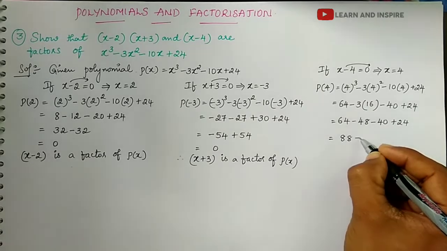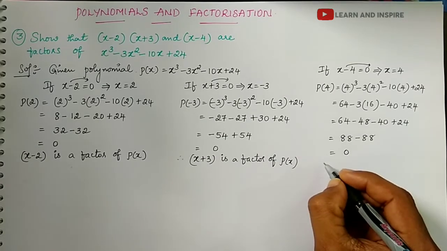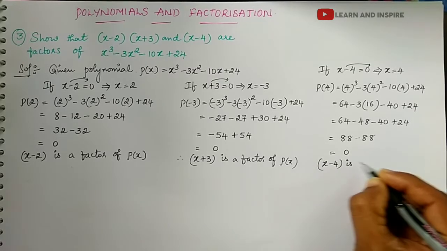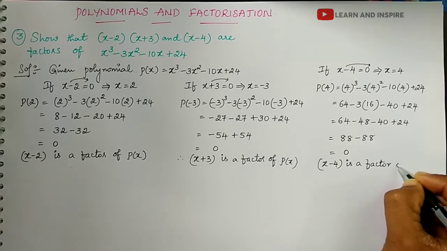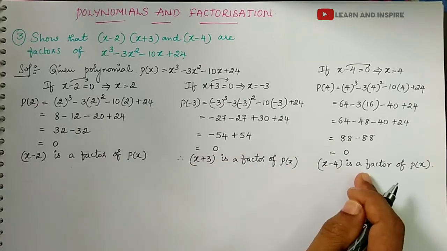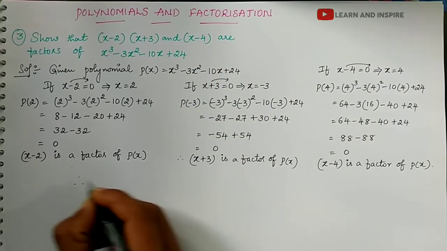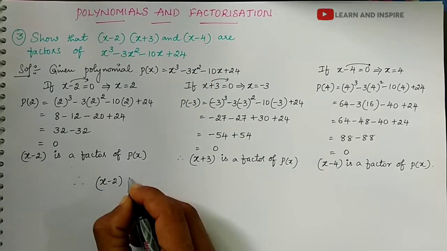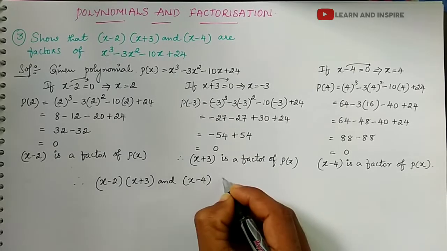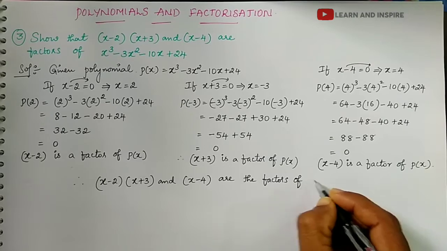Minus 48 minus 40 is minus 88. So here we get 0. So the remainder is 0. From this, x minus 4 is a factor of p of x. So here you can see all the three are factors of the polynomial. From this we can say that x minus 2, x plus 3 and x minus 4 are the factors of p of x.